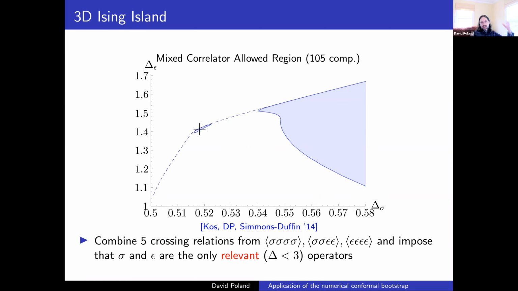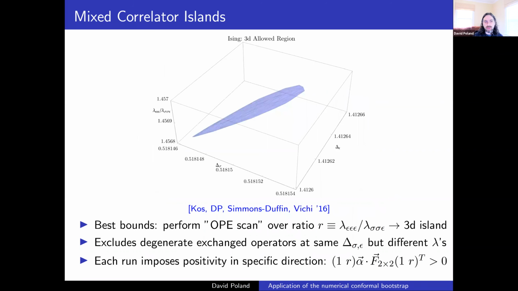Okay, so one strategy is to look at the 5 crossing relations from the correlators involving sigma and epsilon, impose the experimental fact that there are only two relevant operators in the Ising model, and then see how far you can push the numerics. Namely, we can push the derivative order to be very high and see how much the island shrinks. Actually, there's one other thing that's very useful to do in order to shrink this island, which is to do something called an OPE scan.